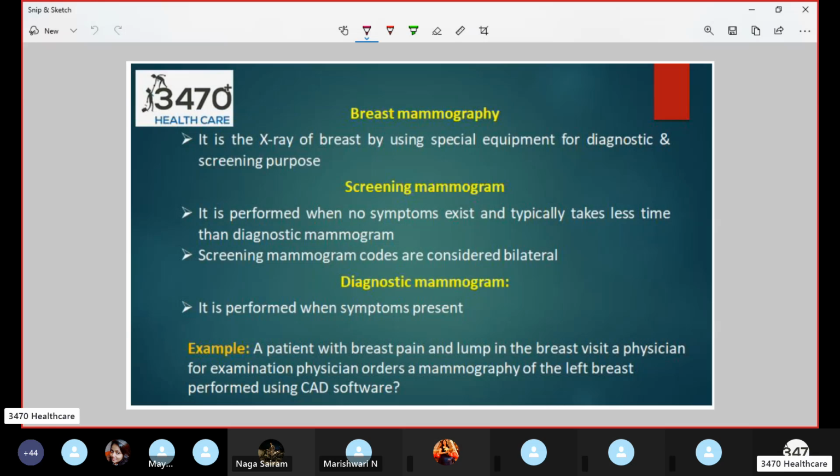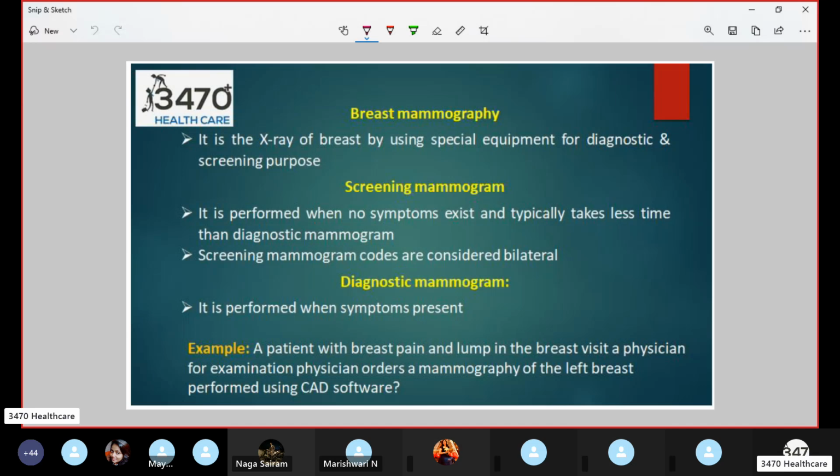But if the patient is feeling some symptoms, maybe pain or a cyst or lump in the breast, and she comes to check the breast, that is diagnostic. Symptoms present, then it is diagnostic. No symptoms, it is screening. So for diagnostic mammogram, we have the code 77065 for unilateral, and the bilateral code is 77066. Screening code is only 77067 alone. That code itself is bilateral. Screening is considered bilateral by default.